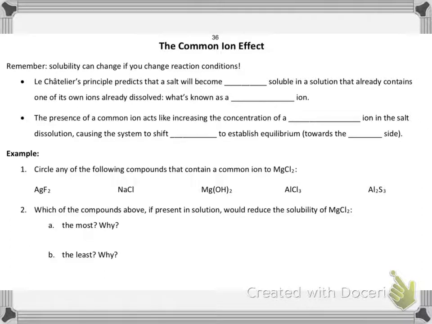Let's talk about the common ion effect. Remember, solubility can change if you change reaction conditions. Le Chatelier's principle predicts a salt will become less soluble in a solution if it already contains one of its own ions dissolved. This is called a common ion. The presence of a common ion acts like increasing the concentration of a product ion in the salt dissolution. This causes the system to shift left to establish equilibrium, moving towards the solid side, meaning that less can dissolve.